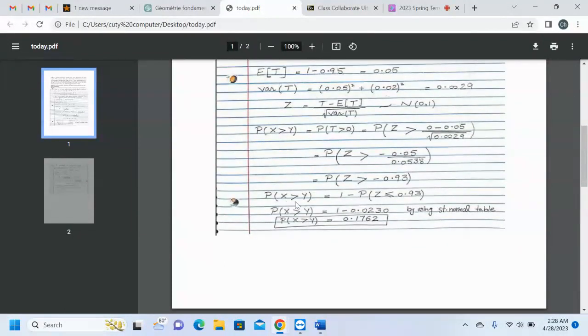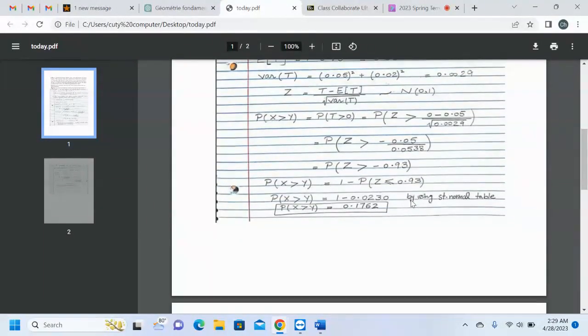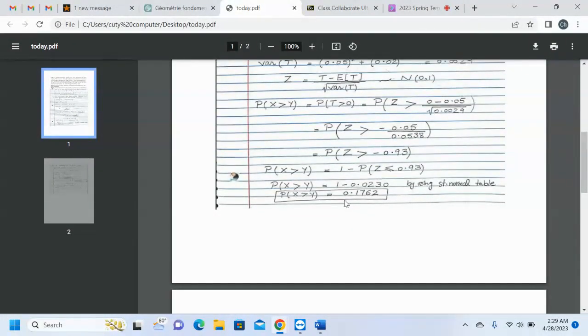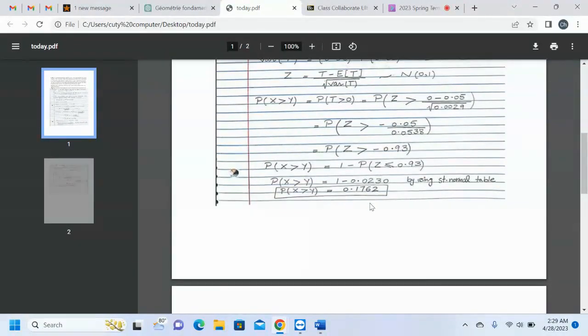So probability x greater than y is equal to, we will find a complement, which will be equal to 1 minus probability z less than or equal to 0.93. Probability x greater than y is equal to 1 minus 0.0230. By using the standard normal table, we will find this value, and after subtracting, we will get the value 0.1762. This is the answer of the first part.